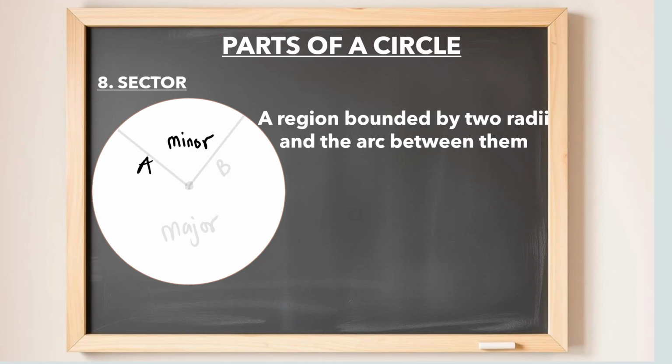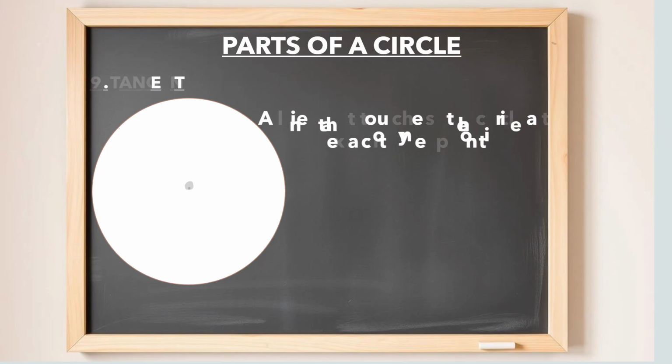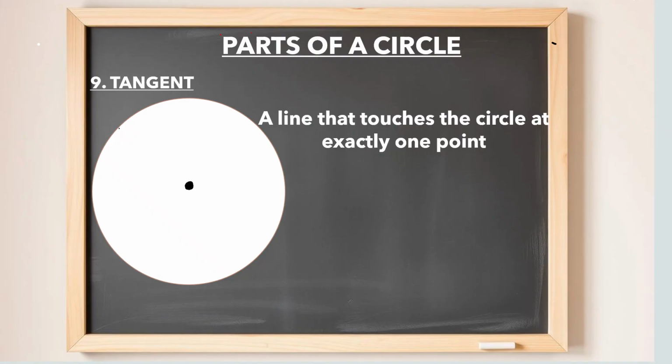Next, we have a major sector. If this is a minor sector, then this is going to be a major sector. Next, we have a tangent. A tangent is a line that touches the circle at exactly 1 point, just 1 point. And this is an example of a tangent.